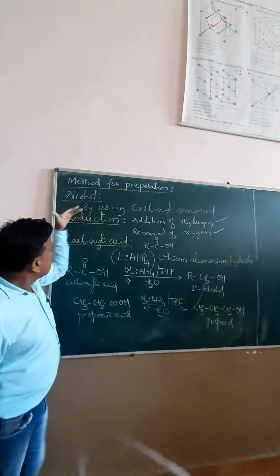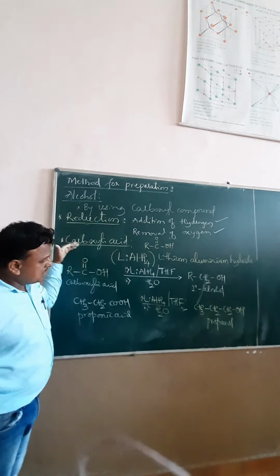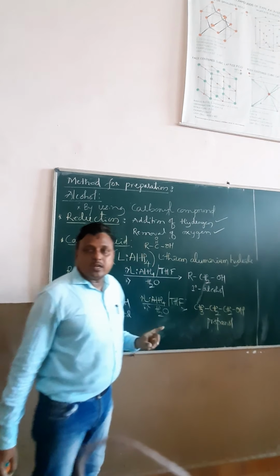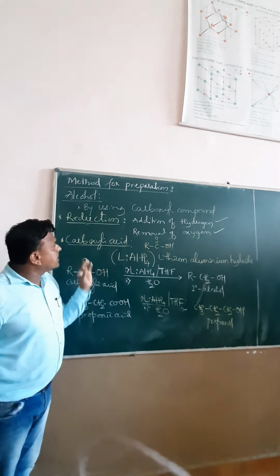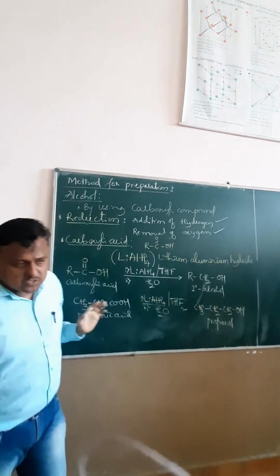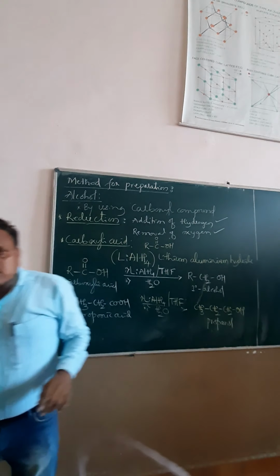I repeat, carboxylic acid gives primary alcohol only. These are the very simple concepts of preparation of alcohol by reduction reaction. Today we recall once again.